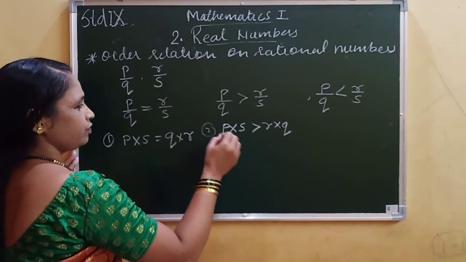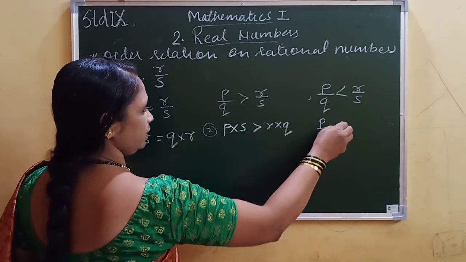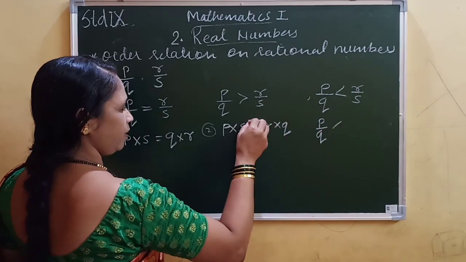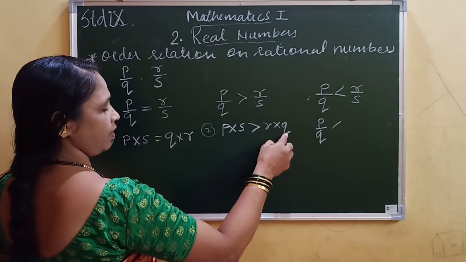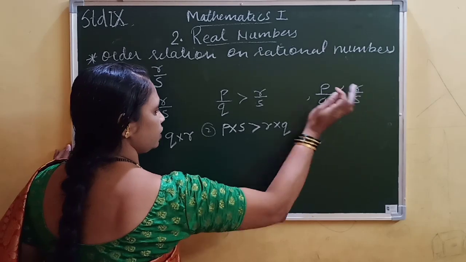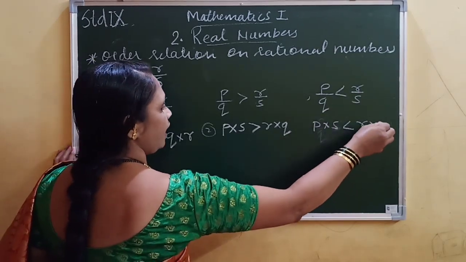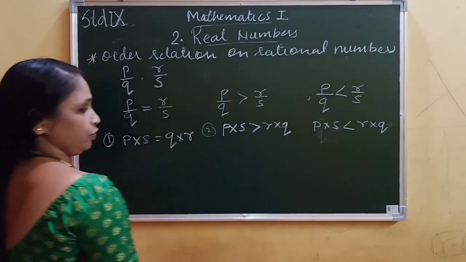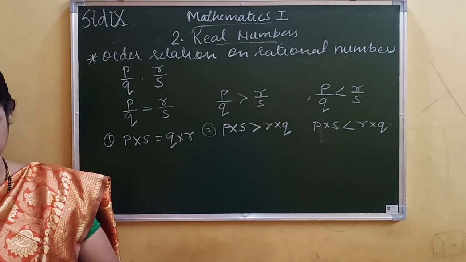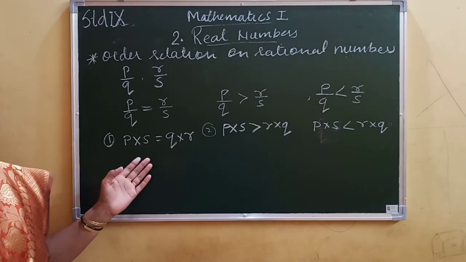Then next, what we can say, P into S is greater than R into Q. No, sorry, what you have to say, P into S is less than R into Q. Okay, now these are the conditions we get. The same conditions are given in the textbook.